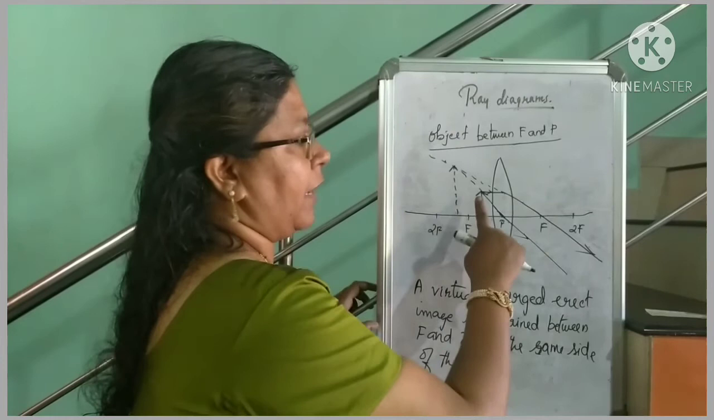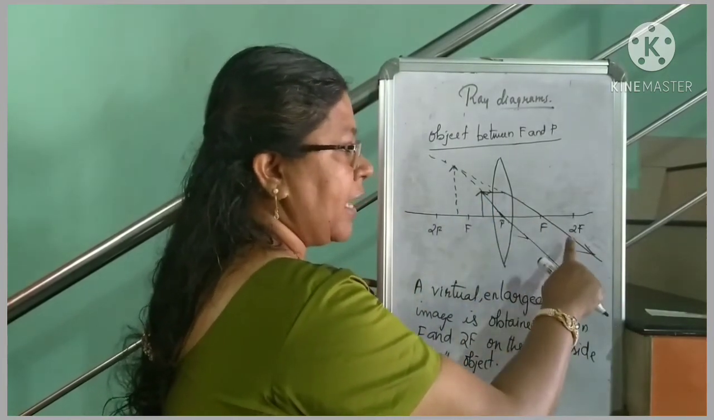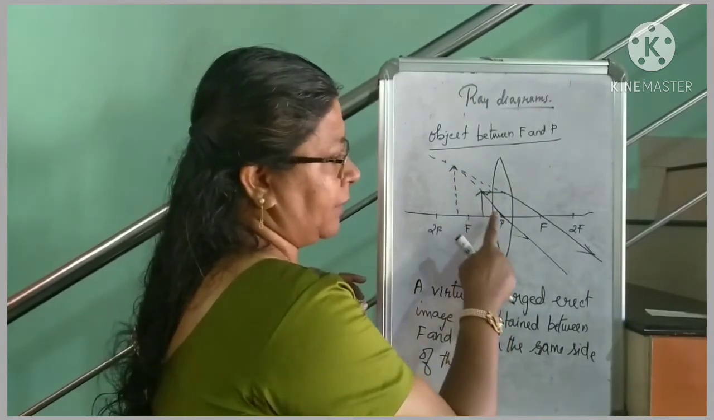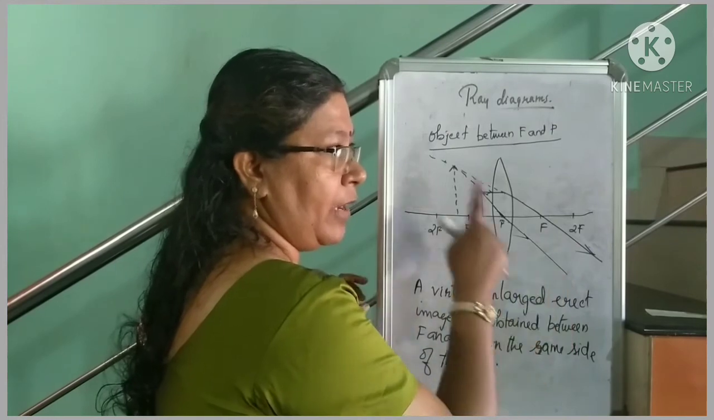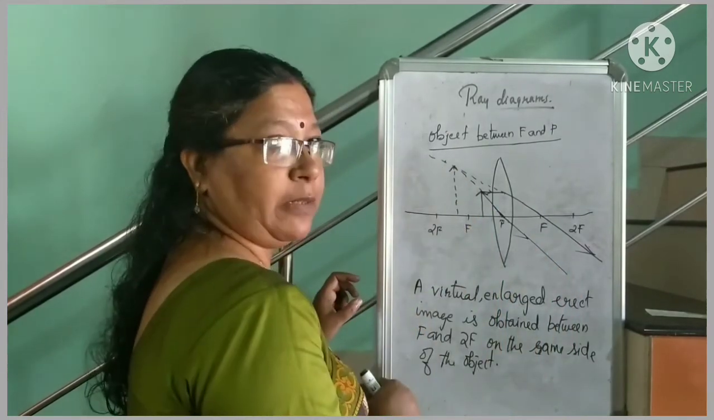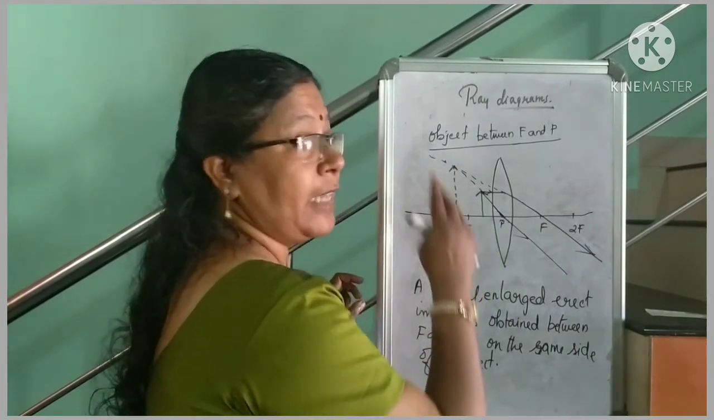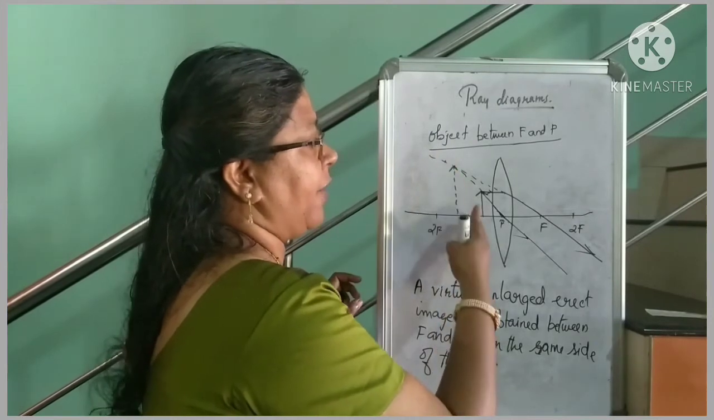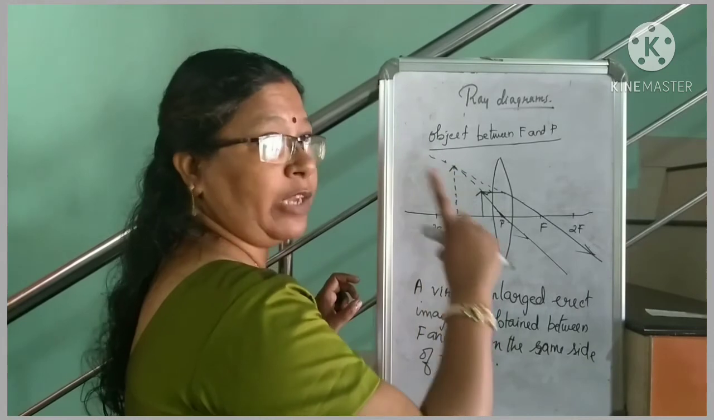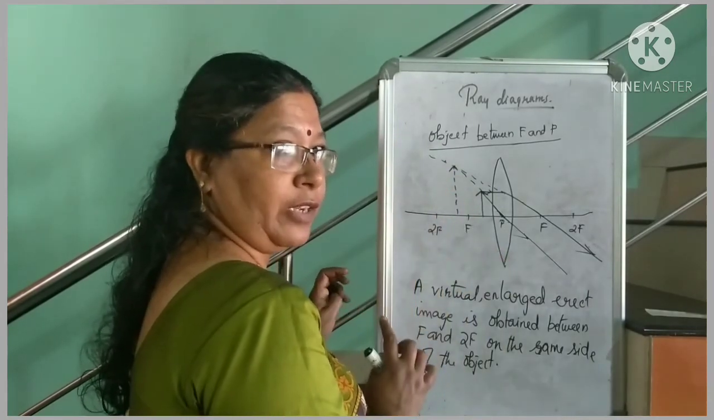So the ray of light passing parallel passes through the focus, but it appears to come back. The ray of light that passes through the optic center will not have any deviation, but it also seems to come back. And the two rays of light appear to meet between f and 2f. So an erect, enlarged, virtual image is obtained between f and 2f. Understood?